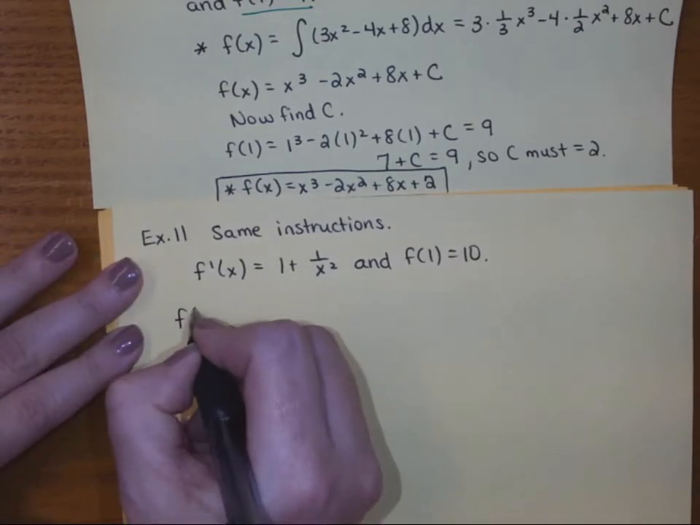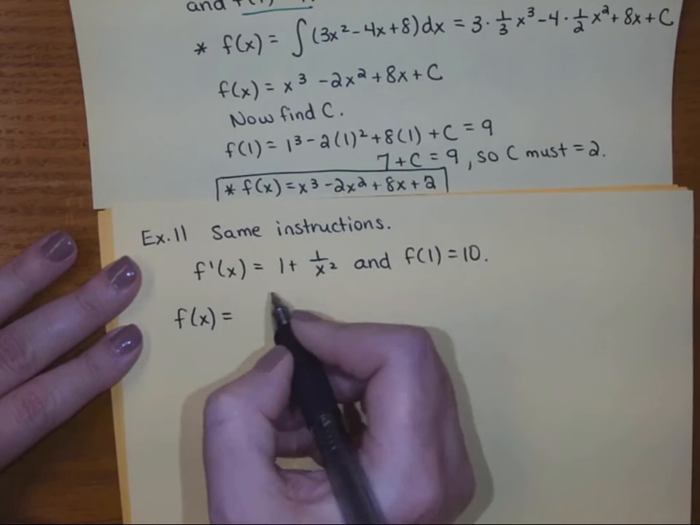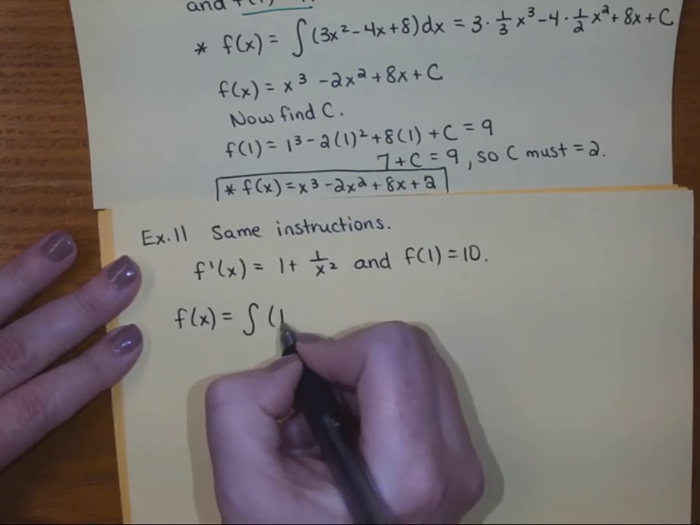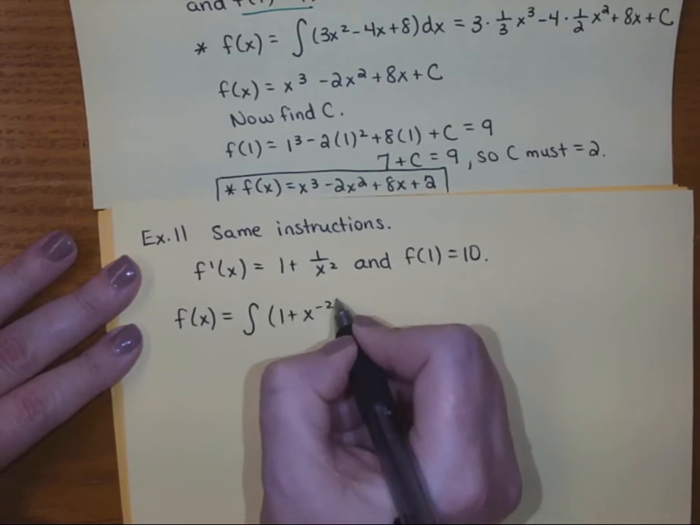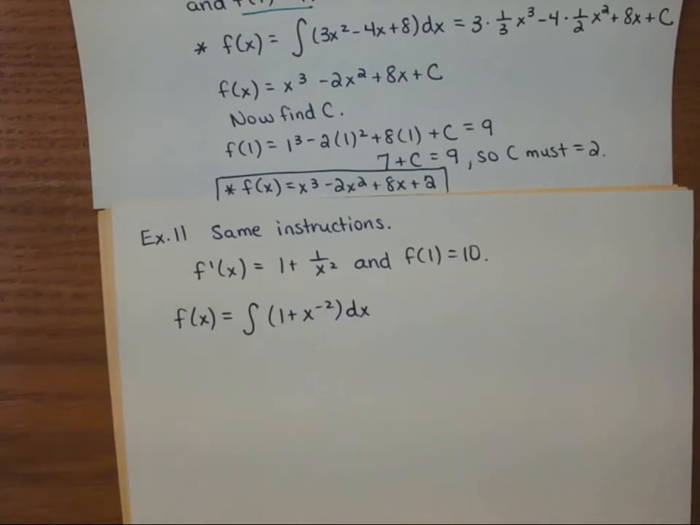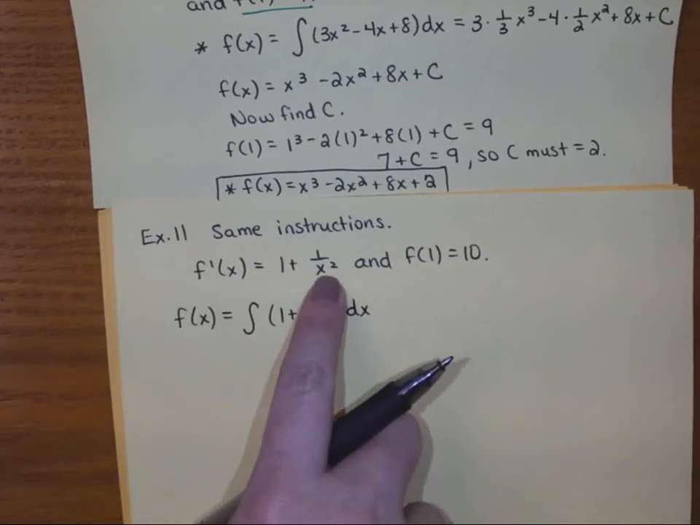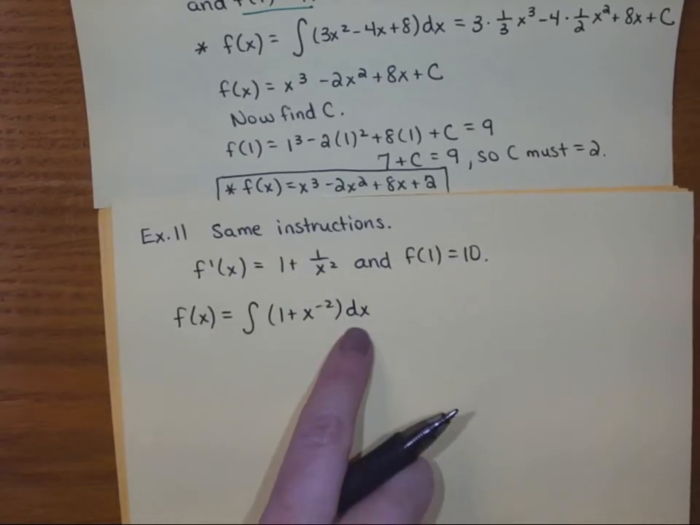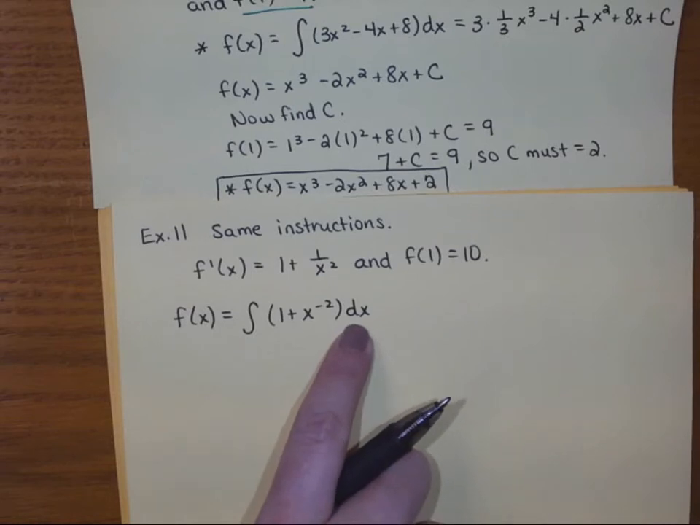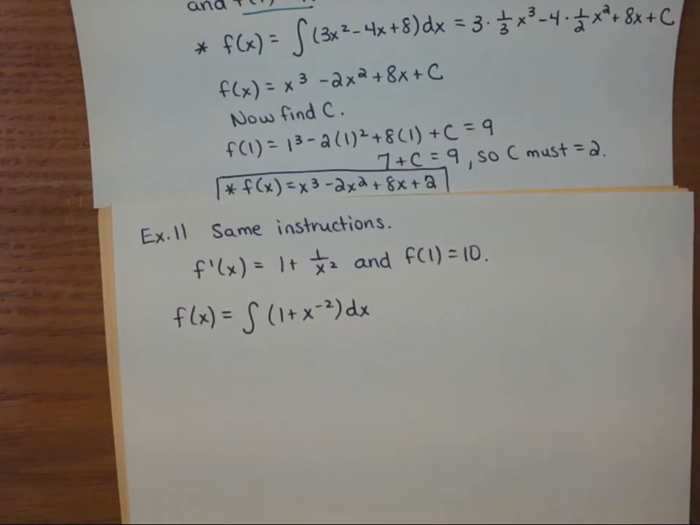All right, so if I want f of x, then I'm going to need to do the antiderivative of what I was given. And notice how I rewrote that. Okay, the only thing I rewrote was I rewrote the fraction as x to the negative 2. Okay, remember, always end your antiderivative stuff with dx, or if it's t in the problem, you say dt. All right, so let's find the antiderivative.